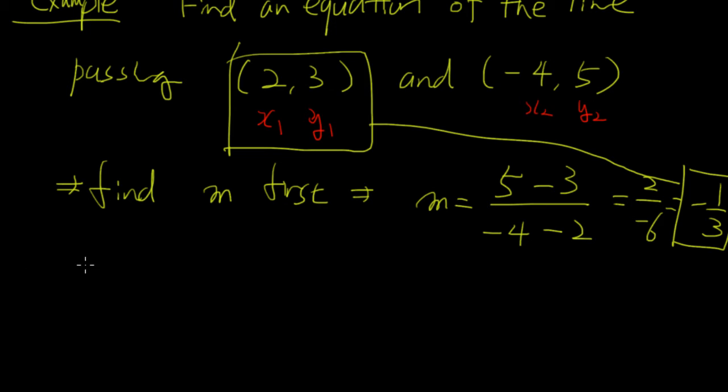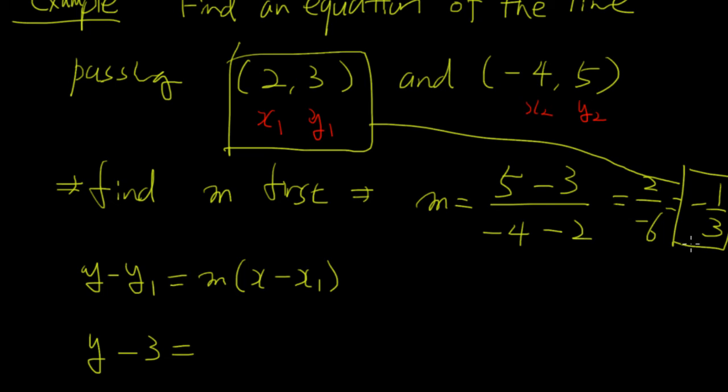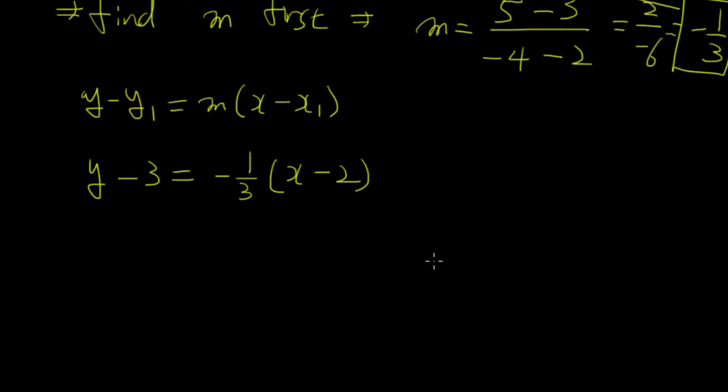So we're going to use y minus y1 equals m times x minus x1. So what's our y1? y1 is 3. What's our m? Negative 1/3, times x minus 2. Okay. Now, we are going to simplify this. So we have to expand this.